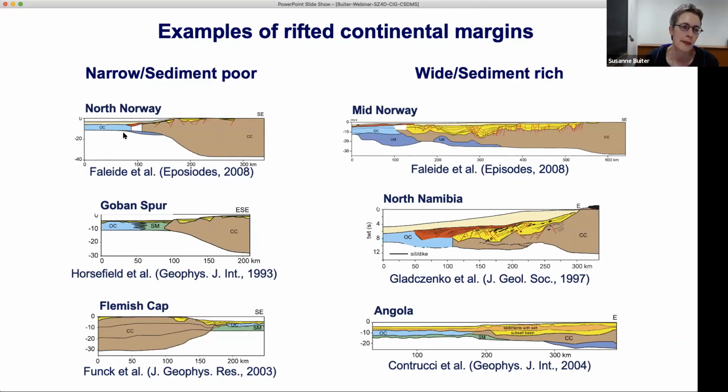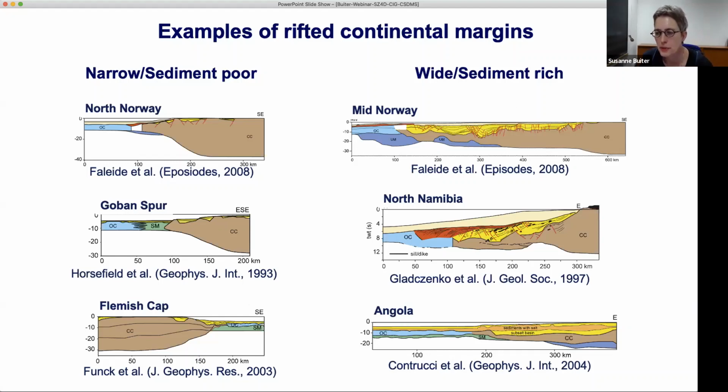So on the left column, I've plotted narrow margins with examples from North Norway, the Goban Spur offshore the UK, and Flemish Cap offshore Newfoundland. On the right are wide margins, where you have a very wide region, a long transition from continent to the ocean, like mid-Norway and the North Namibia and Angola margins of West Africa. Now in yellow are sediment layers. And what you can see is that the narrow margins tend to have little sediments, but the wide margins have thick packages of sediments.